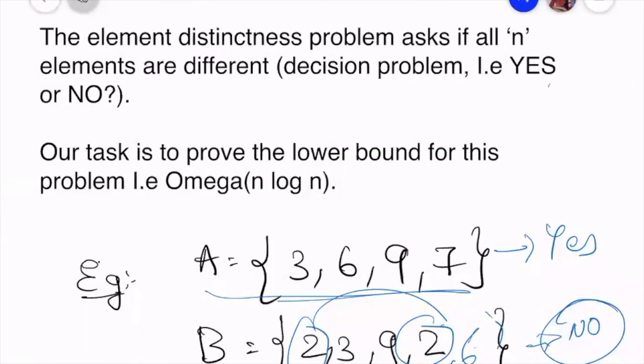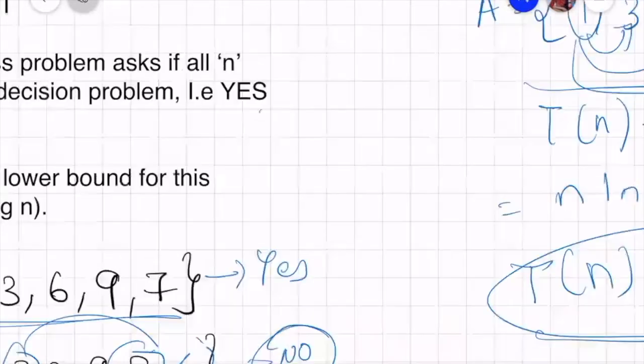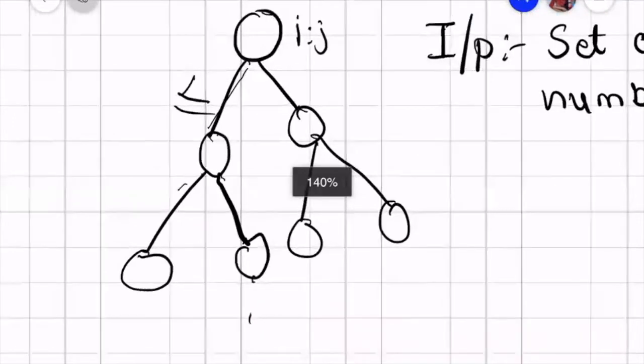First we will try to prove it by using the sorting lower bound. For that, we need to understand the decision tree, because the sorting lower bound is proved by using the decision tree. So this is a small example of a decision tree.